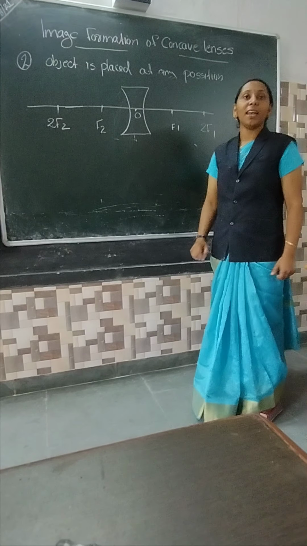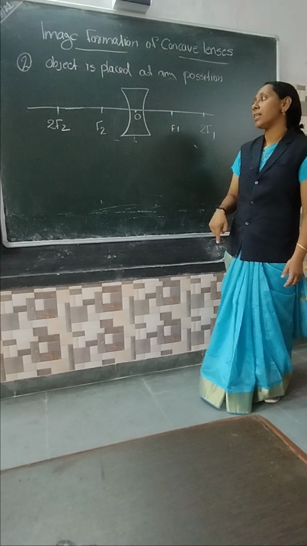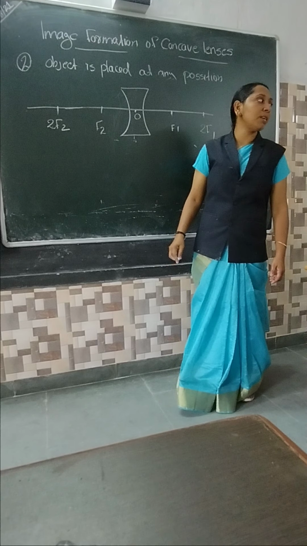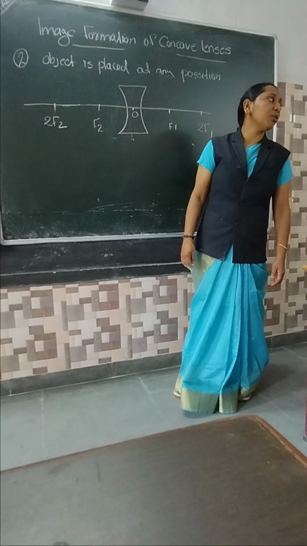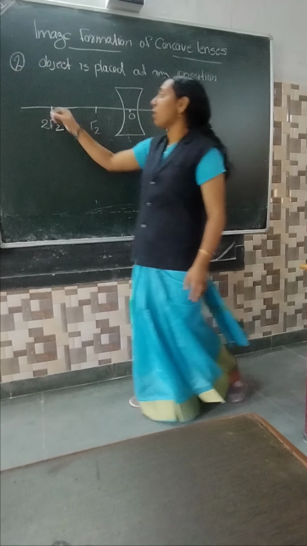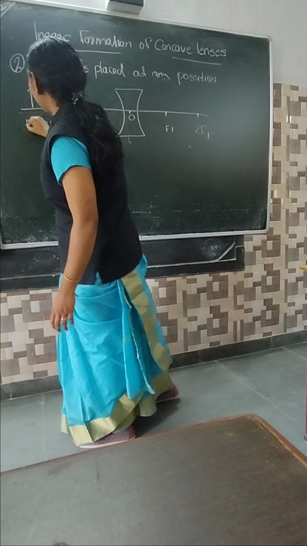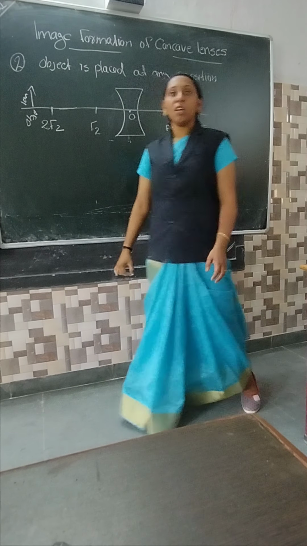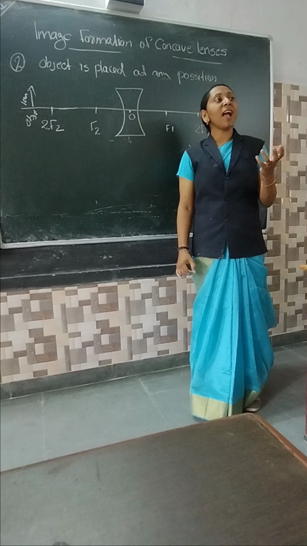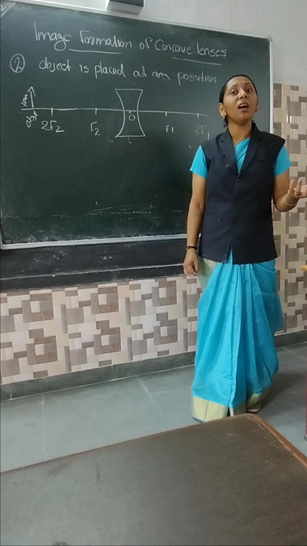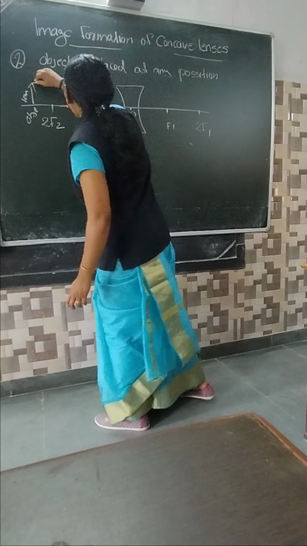Then in the previous case I considered my object beyond F2. Now I consider my object beyond 2F2. Please listen here. It is not in the textbook; I am just saying it for checking. Beyond 2F2, so this is my object. The height of the object is 1 centimeter. When I start my incident ray from the top of the object, this is my first incident ray.